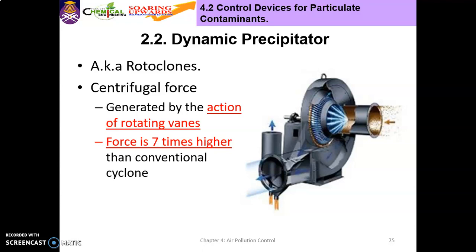Yesterday we covered control devices for particulate contaminant, which is the cyclone. So today we continue with the dynamic precipitator. Both cyclone and dynamic precipitator use the same force, which is centrifugal force. But for the dynamic precipitator, the centrifugal force is generated by the action of rotating vanes inside here. And the force is 7 times higher compared to the conventional cyclone.